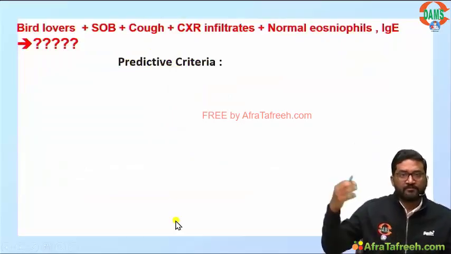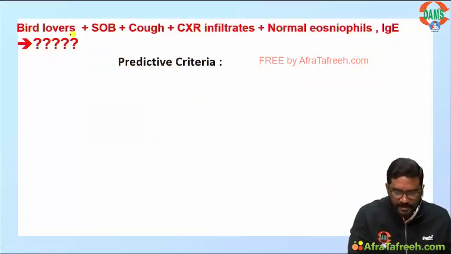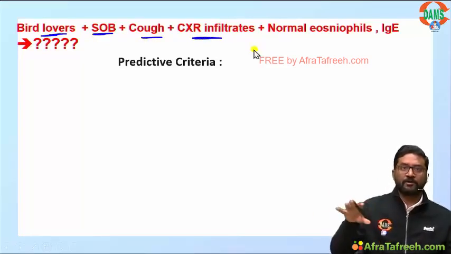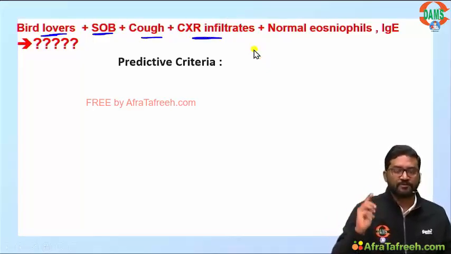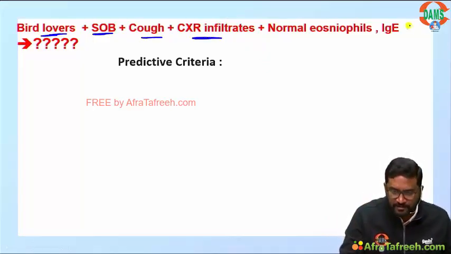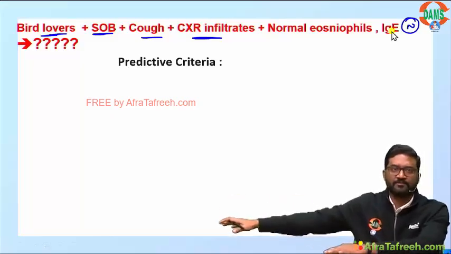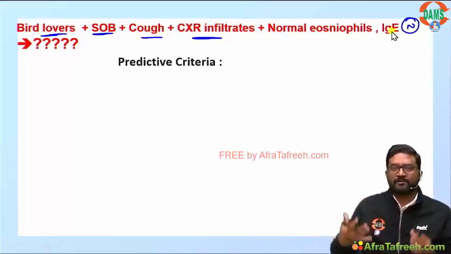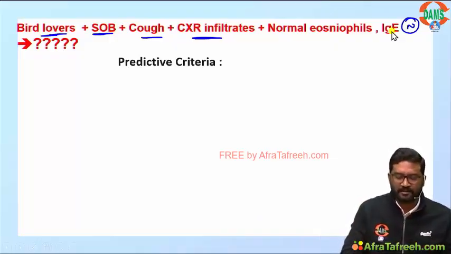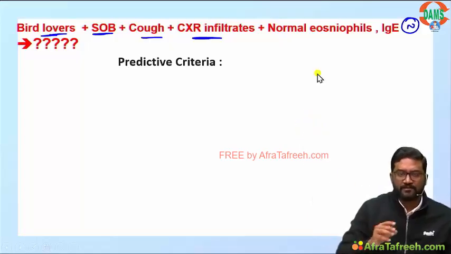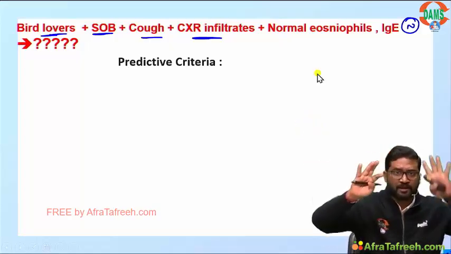Then there were bird lovers. Somebody playing with birds develops shortness of breath, cough, chest X-ray infiltrates. But the eosinophil count is normal, IgE is also normal. So in this situation, each time they are exposed to birds, they get symptoms. So this also appears like an allergy. But classical allergy will generally have high eosinophils and IgE. So this is mediated by type 3 and type 4 hypersensitivity.